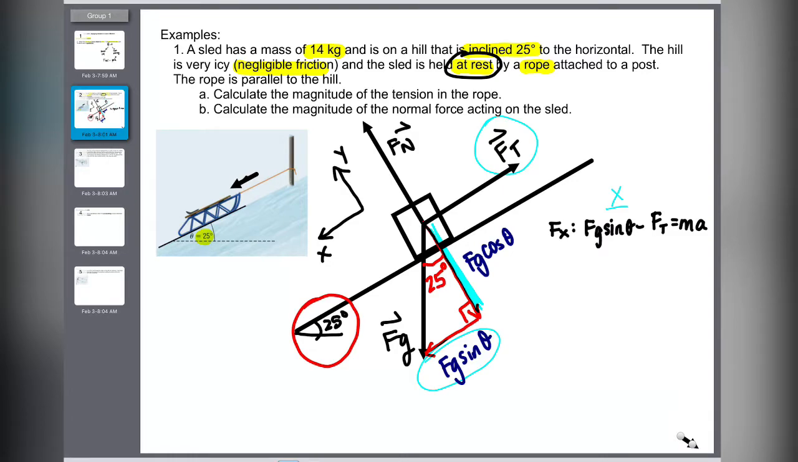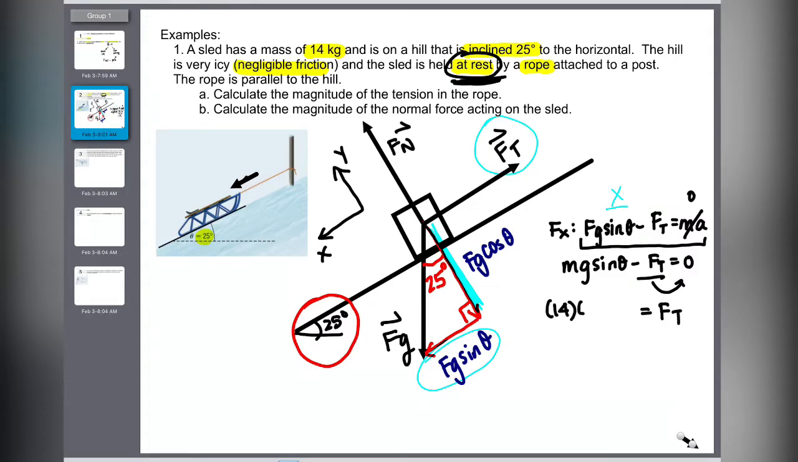You always start out with F net equals ma. Because the acceleration is 0, since it is at rest, this is 0, and I can rearrange the equation and solve for Ft. The first thing we need is Fg, which we talked about yesterday. Fg is m times g, so m g sine of theta minus Ft equals 0. Move the Ft to the other side and it becomes positive.